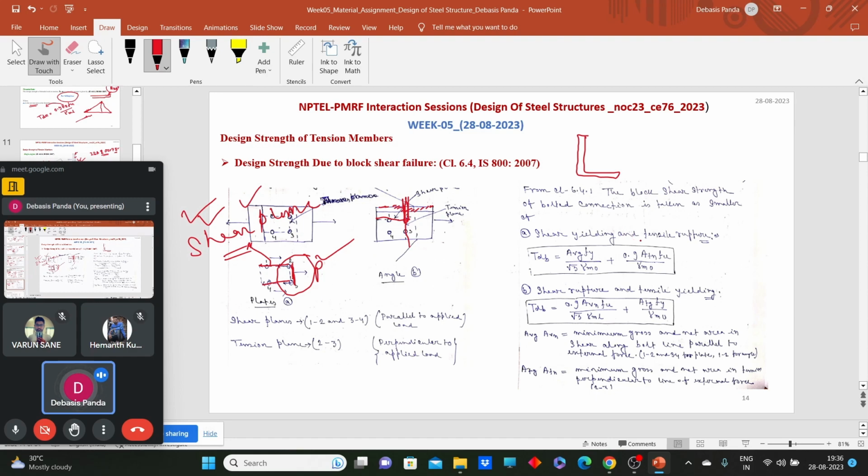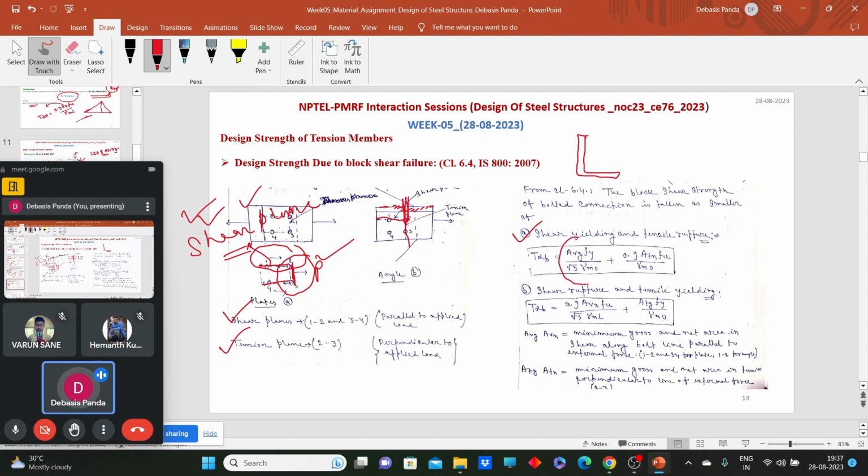So now how can we calculate this? First, we have learned that this kind of failure is associated with two planes. One is the shear plane, which is parallel to your applied load. Secondly, the tension plane, which is perpendicular to the applied load. Now first, Tdb is due to shear yielding and tension rupture. That means we are considering that the shear plane fails by yielding and the tension plane fails by rupture. So look at this equation.